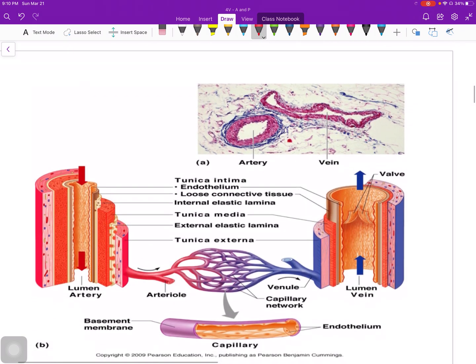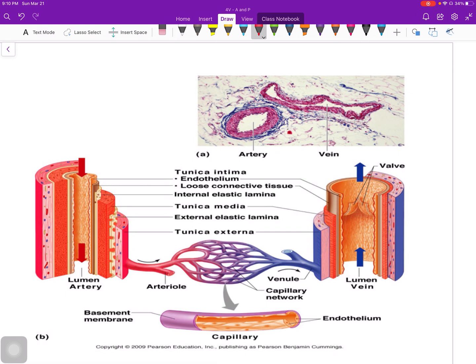All right, so let's take a look at this right here. And you can see a micrograph here, and you can see how thick the walls are. You can see how thick the walls are here in an artery versus what you might see in a vein. The other thing you need to notice is that while the artery walls are thicker, as you can see here, than they are in the veins, the lumen in a vein is much larger than the lumen in an artery.